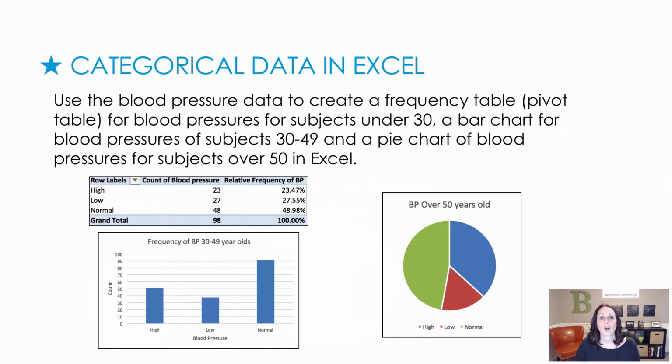For one to try on your own, I would like for you to download the data set that we used previously in our StatCrunch example, which is the blood pressure data, and go ahead and create a pivot table for values under 30 or subjects under 30, a frequency, a bar chart for 30 to 49-year-olds, and then a circle or pie chart for over 50-year-olds. When you're done, you should have values that look like this. So press pause, try all of those, and then press play to check your work.